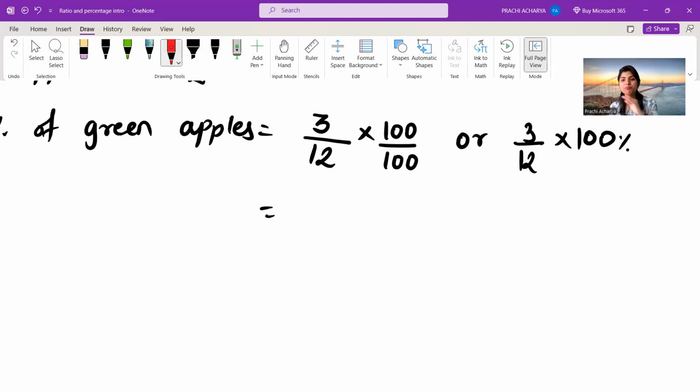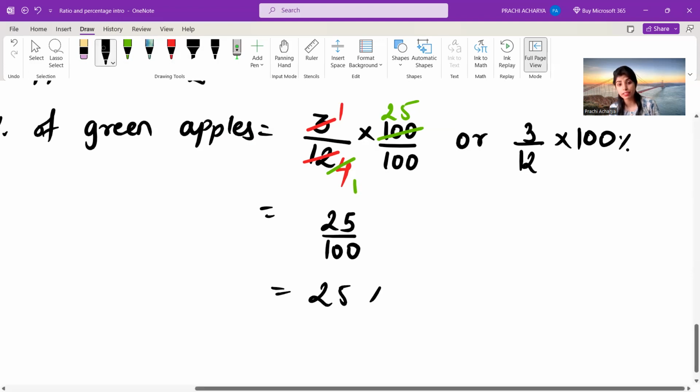So let's try to cut out, right? So let's say 3 1s are 3, 3 4s are 12. Again, you can check 4 1s are 4 and 25 का table easy है, I guess everyone knows about it. 25 4s are 100 we get. So at the end, what is the answer that we got? 25 out of 100. And now this is nothing but 25% of green apples we have.